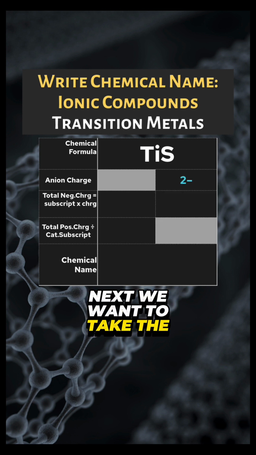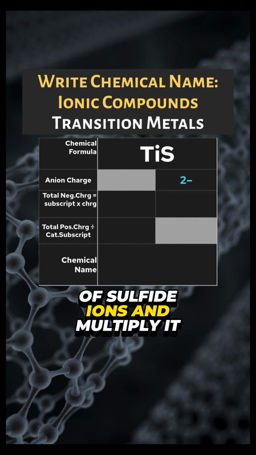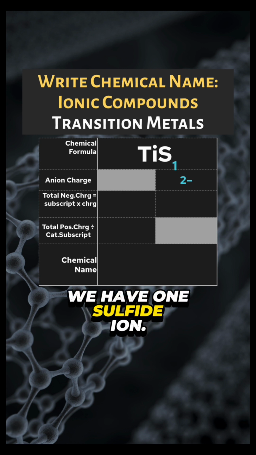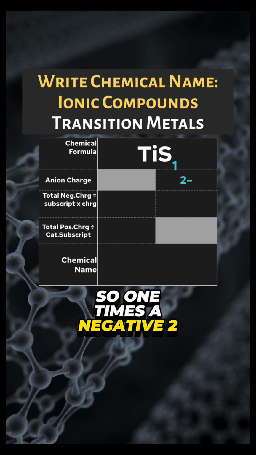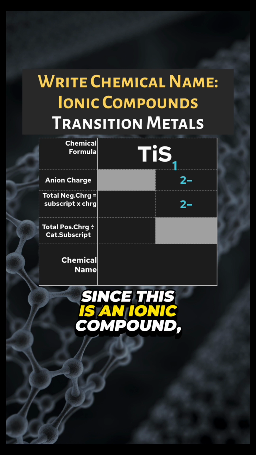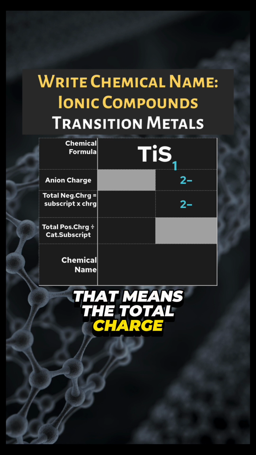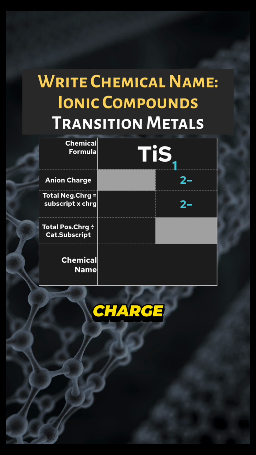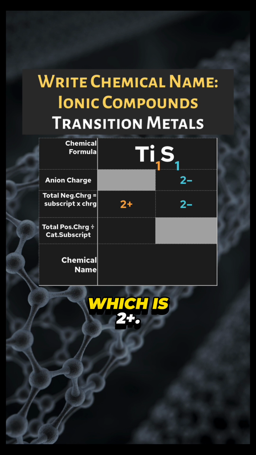Next, we want to take the number of sulfide ions and multiply it times the anion charge. In this case, we have 1 sulfide ion, so 1 times -2 is -2. Since this is an ionic compound, that means the total charge of this ionic compound must be equal to 0. Therefore, the cationic charge has to be equal but opposite, which is 2+.